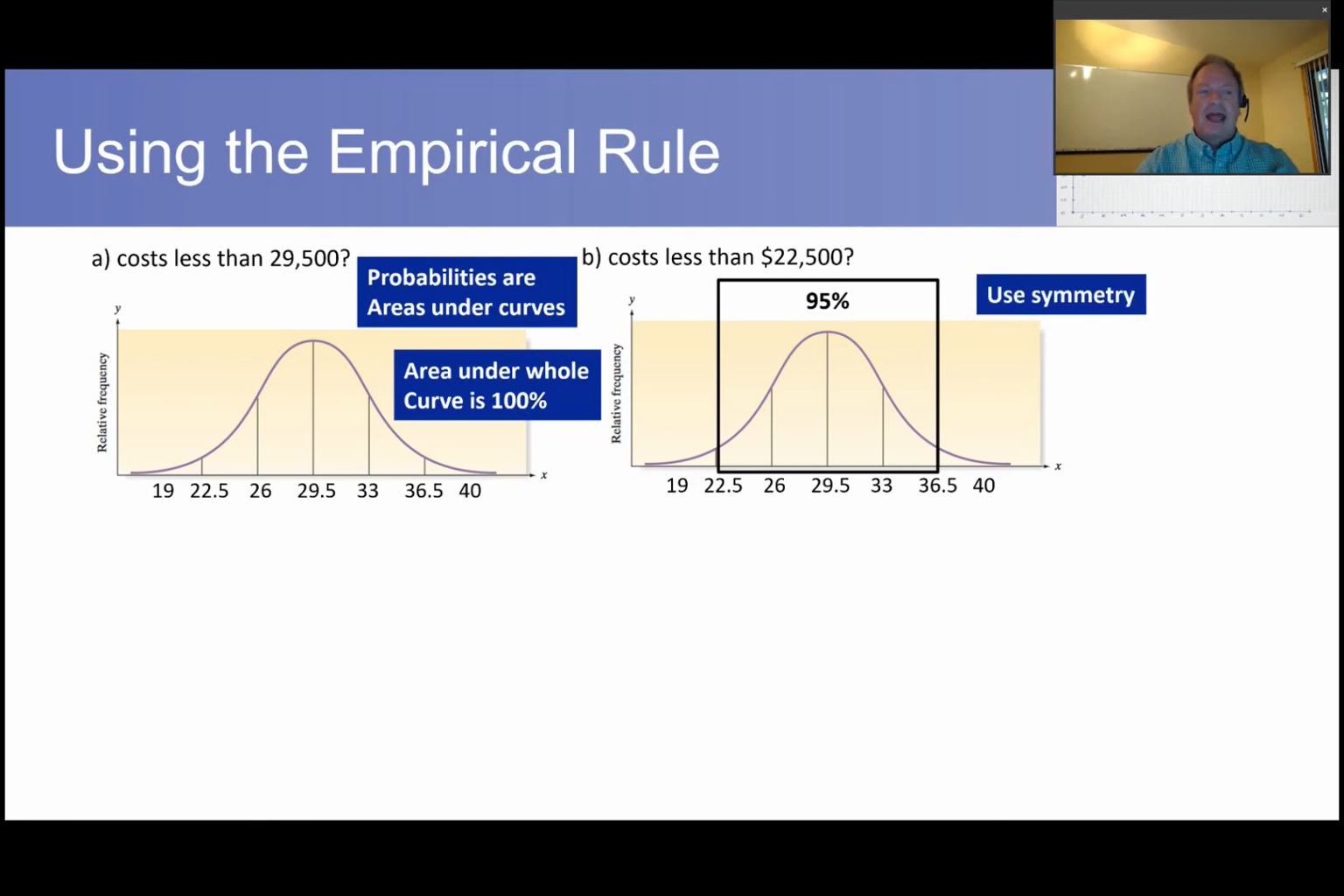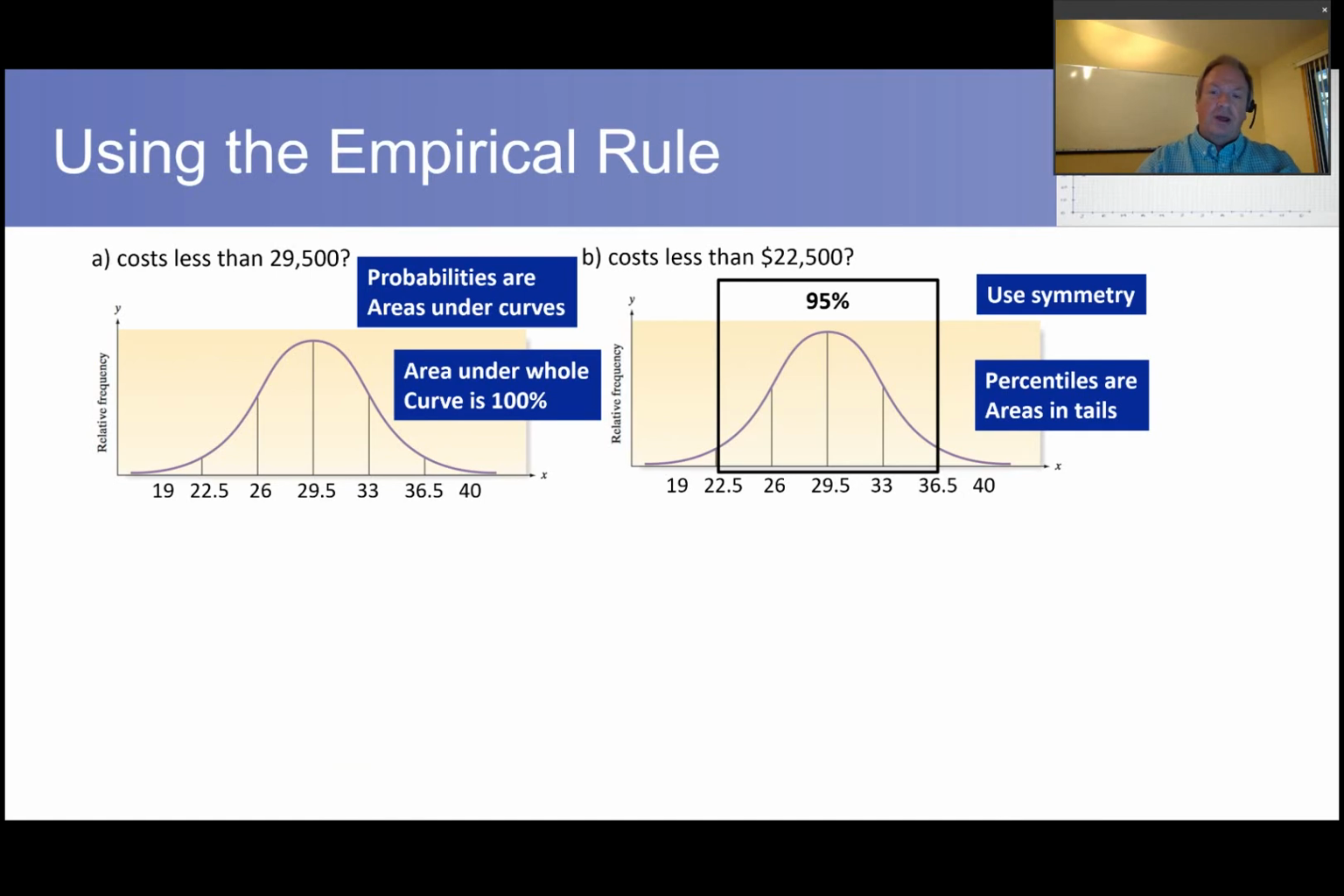All right, and now I'm going to use symmetry. So I'm going to use the fact that these 2 tails have the same area. So if they have to add up to 5% and they're each going to be equal, they're each 2.5%. So this area here is going to be 2.5%. And that's the probability that I get a value less than 22,500. And we remember that percentiles answer the question how likely, and they're areas that are in tails.